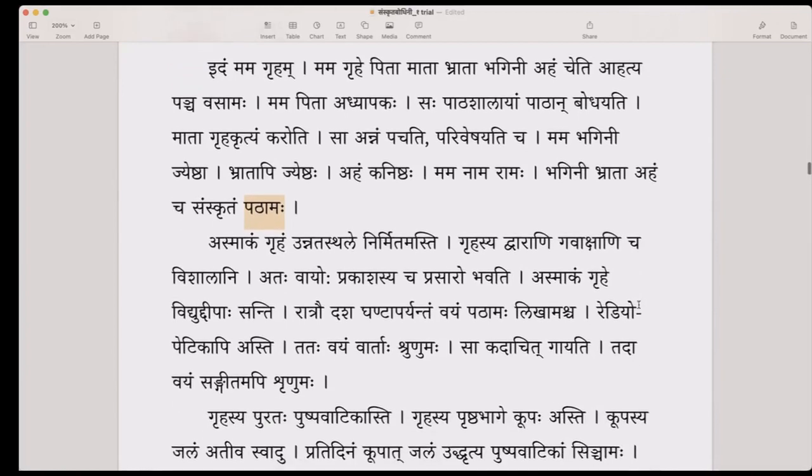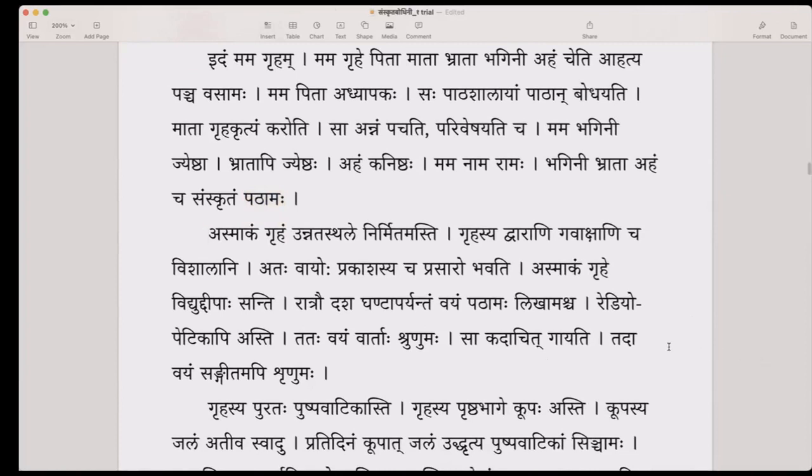I continue with the next paragraph. Asmakam griham unnata stale nirmitam asti. Asmakam, our. Mama is I, asmat shabdasya shashti vibhakti ekavachanam; asmakam is asmat shabda shashti vibhakti bahuvachanam. Our griham, our home, unnata stale, in a high place, nirmitam asti, it is constructed in a higher place. When you do pooja you hear asmakam saha kutumbanam kshema sthairya virya vijaya. You hear this word a lot.